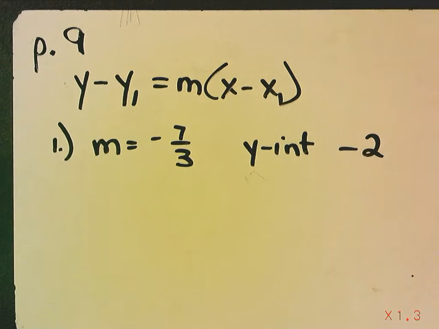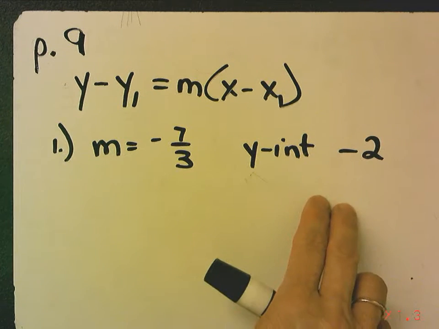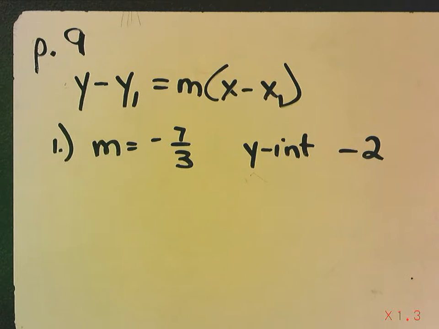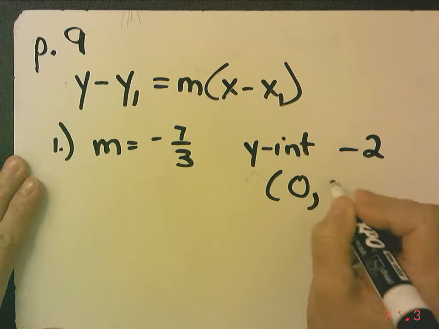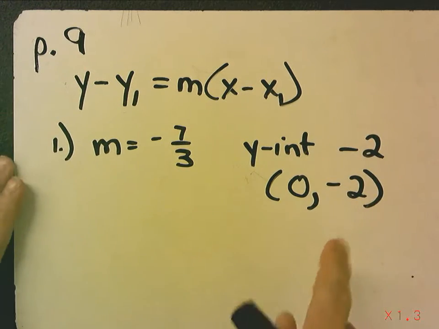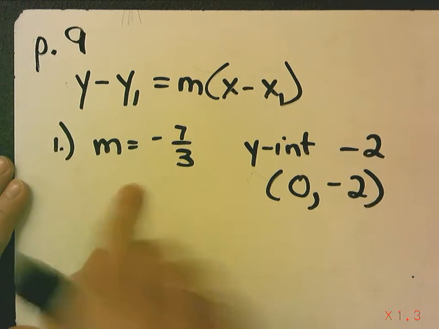Now, you may think, well, I need a point. They gave me a slope, but they didn't give me a point. But actually, when they give you the y-intercept, they're really giving you a point. The y-intercept is at the point 0, negative 2. So they are indeed giving you a point and a slope.